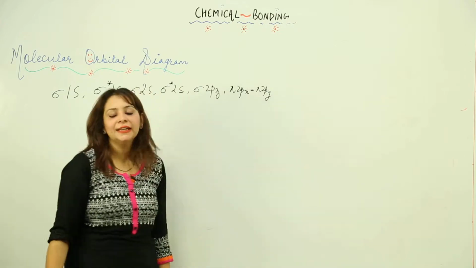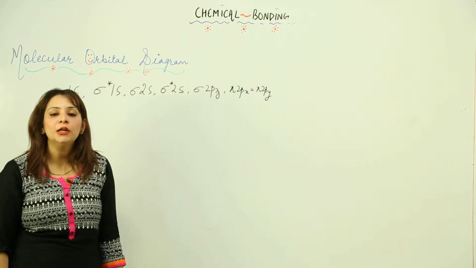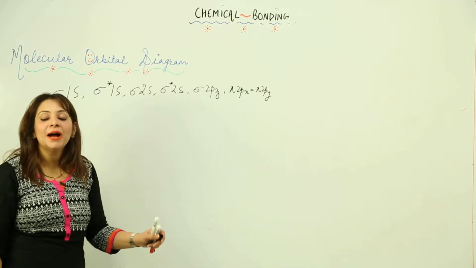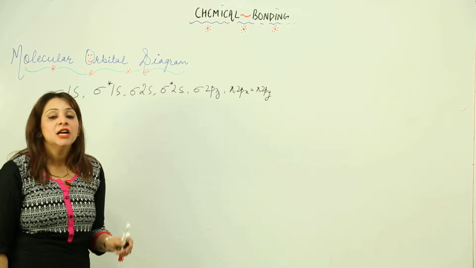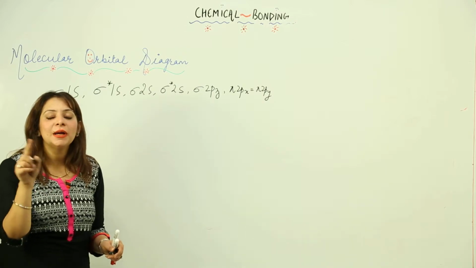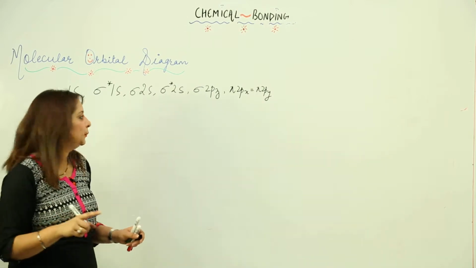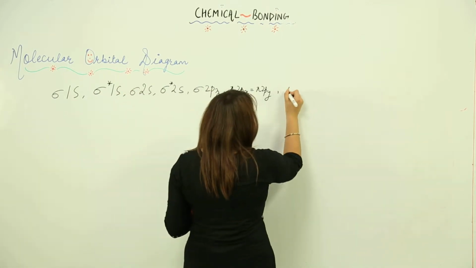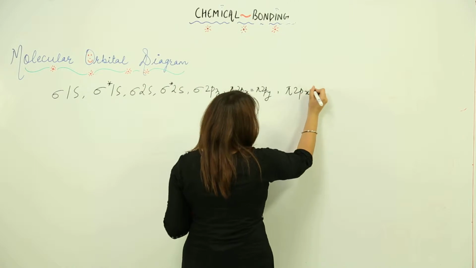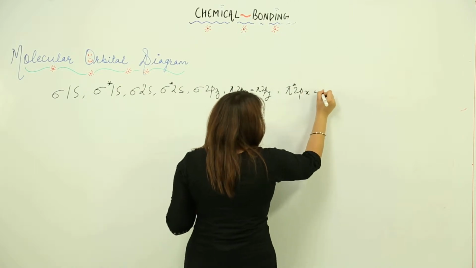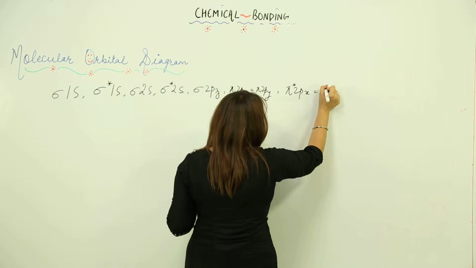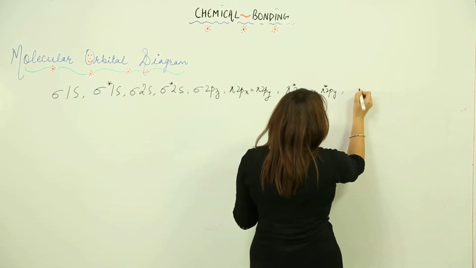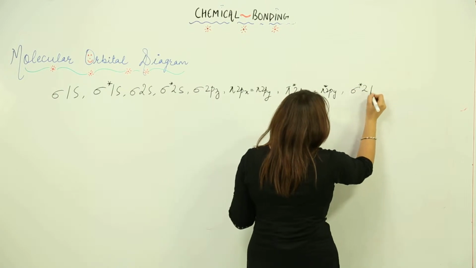Now this must be striking: why did I write pi 2px equal to pi 2py? Actually, you know that the 2px and 2py, the pi ones, have the same energies. That is why they are indicated by putting an equal sign between them. But when we talk of the anti-bonding, what happens? The anti-bonding of pi 2px and pi 2py both again possess the same energy, but their energy is less than the sigma 2pz, right, and sigma anti-bonding 2pz has the high energy.